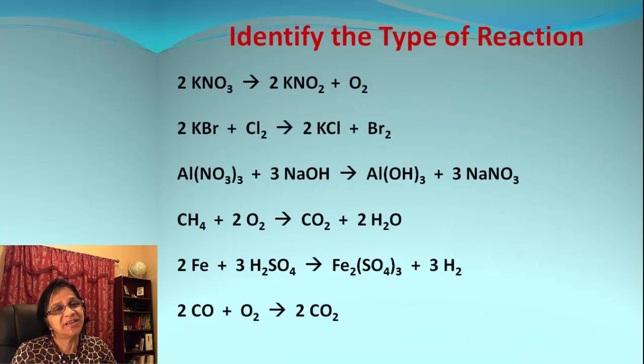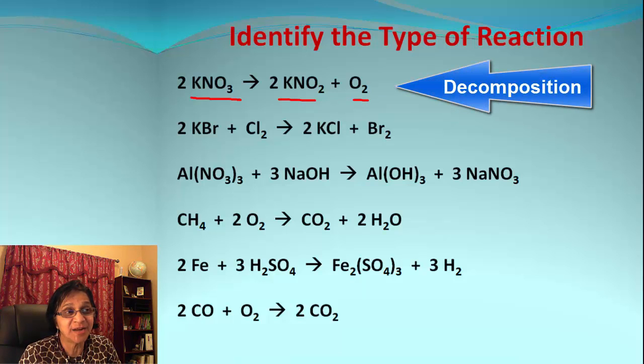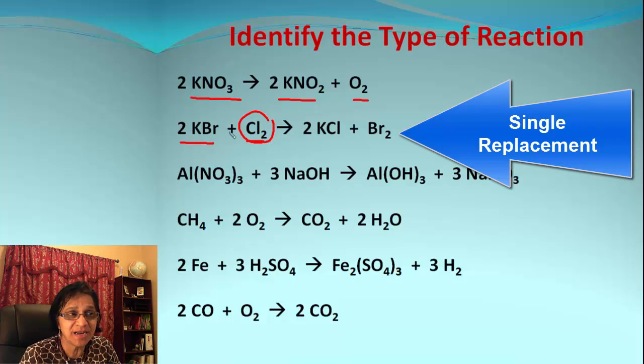So let's see if you can identify each of the reactions. Look at the first reaction. We are beginning with one substance and we have 2 different products. One reactant, 2 products. What type of reaction is that? This is like a breakup. So it will be a decomposition reaction. Look at the second reaction. There are 2 chemicals, but if you look at chlorine, that is one single element. One single element reacting with a compound, a couple, will be a single replacement reaction.